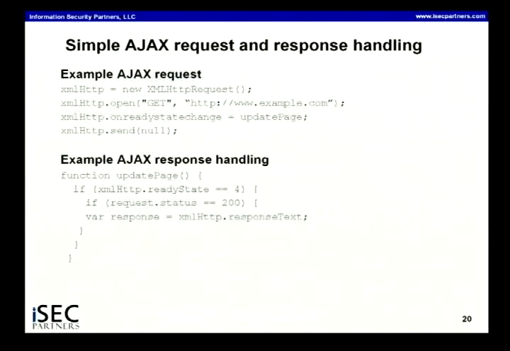So, a very, very basic example of an Ajax request and handling a response. You create the object, you set up whether you want to do a GET or a POST and your target site, you set your callback there as updatePage, and then you send off the request. And when the response gets back, it hits the callback function, and it checks for some state to make sure it's fine. You've got an HTTP 200 response header, and then you pull the response text out of there.